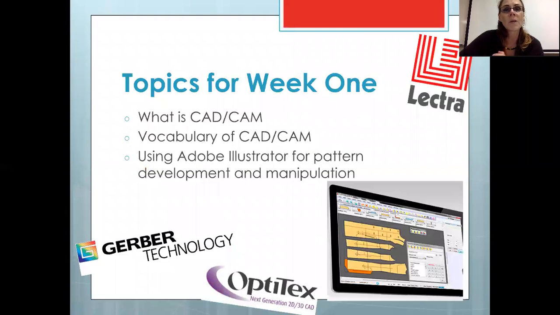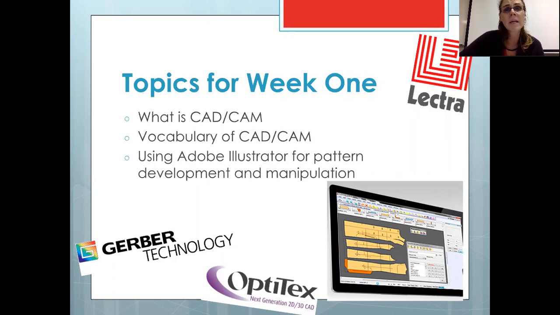Our topic in week 1 is taking a look at what CAD/CAM is. They are associated with each other. It's just computer-aided design. The other is computer-aided manufacturing. And usually if you've got the manufacturing that's computer-aided, it comes from somewhere via the design.